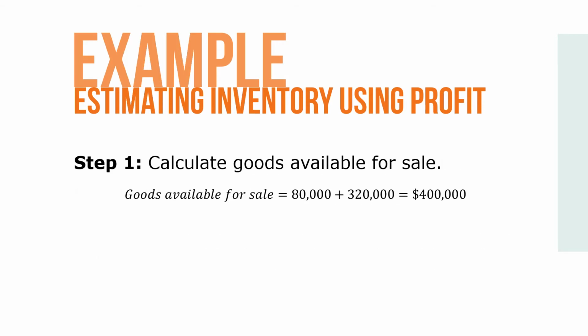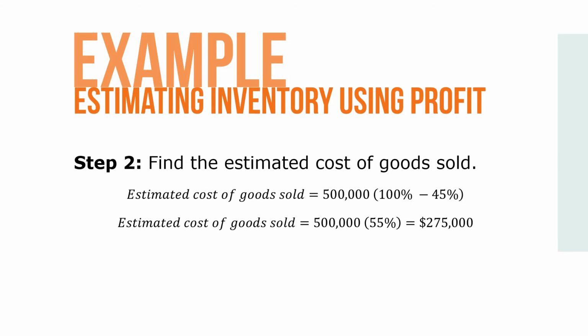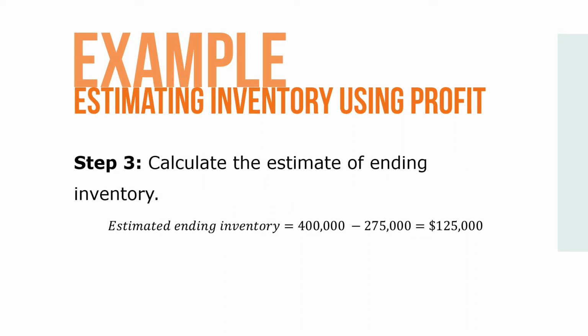Step 1. Calculate the goods available for sale, which is equal to $80,000 plus $320,000, to total $400,000. Step 2. Find the estimated cost of goods sold, where the estimated cost of goods sold equals $500,000 times (100 minus 45%), which is 55% multiplied by $500,000, which equals $275,000. Finally, calculate the estimate of ending inventory, equaling $400,000 minus $275,000, for a total estimated ending inventory of $125,000.